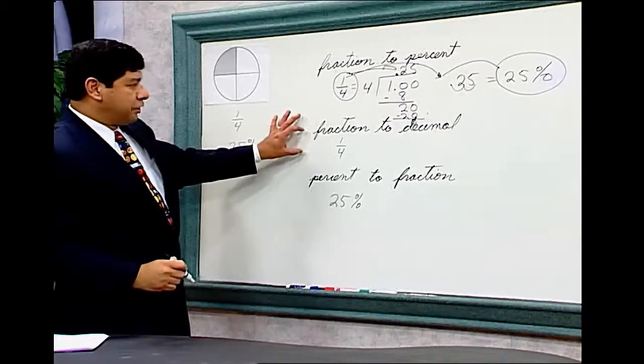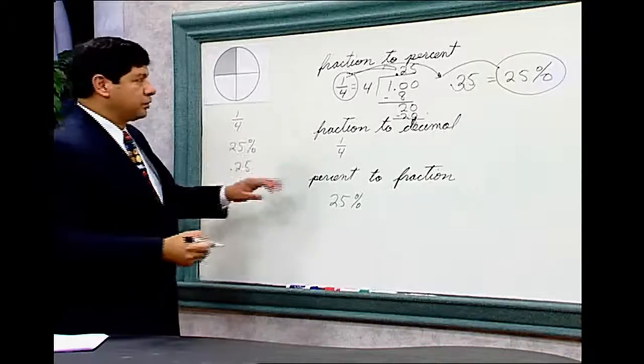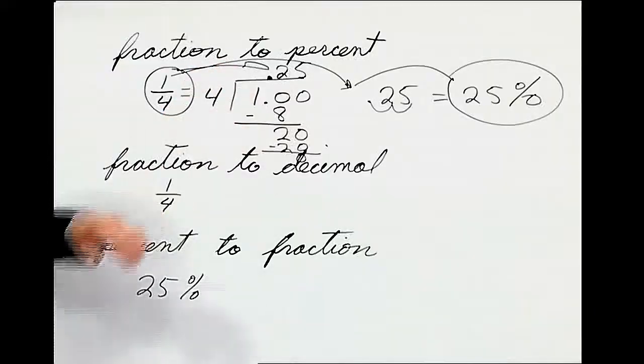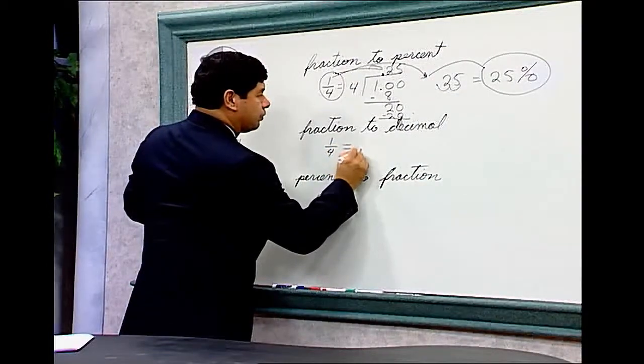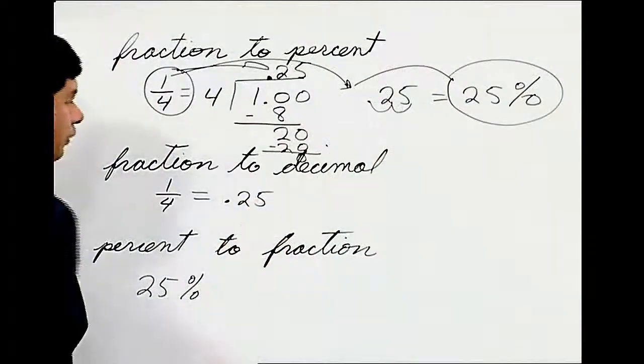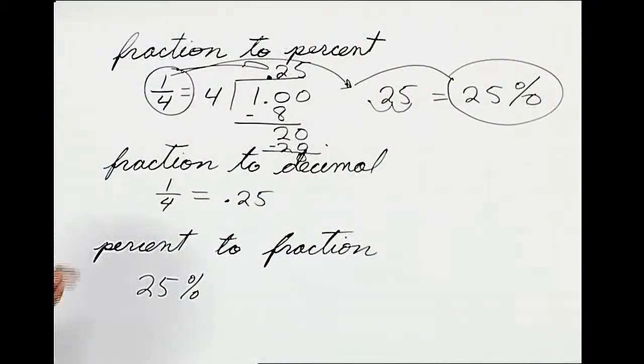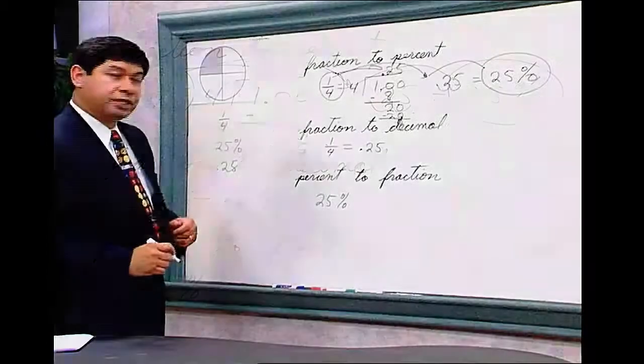Now let's look at changing a fraction to a decimal. Again, very simple, which we modeled up here, and we came up with 0.25. So we know that 1/4 is equal to 0.25, or 25 hundredths.